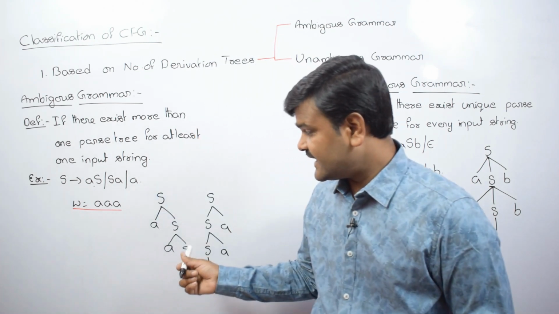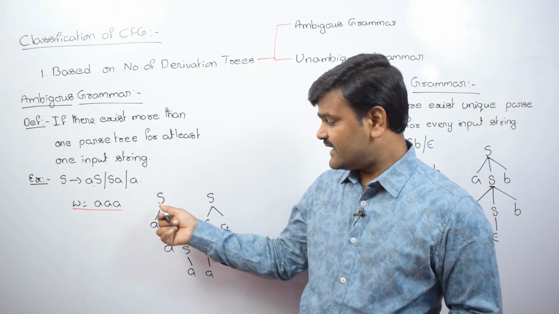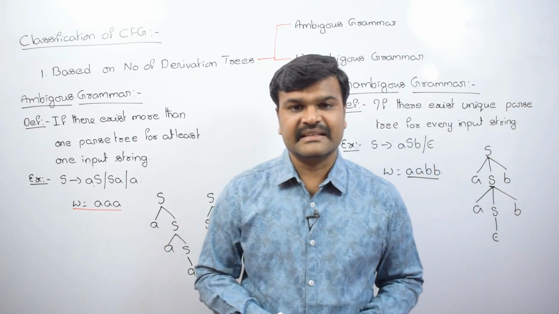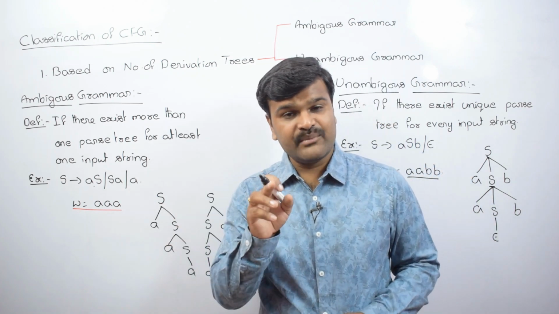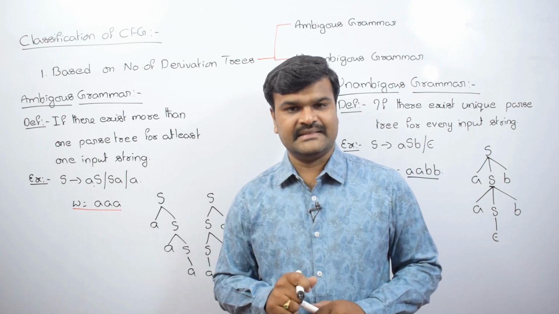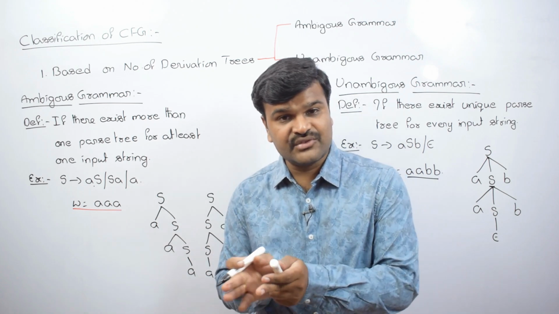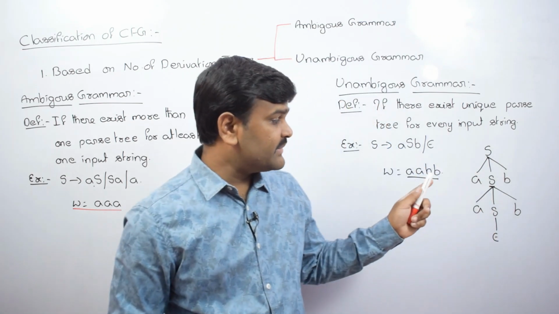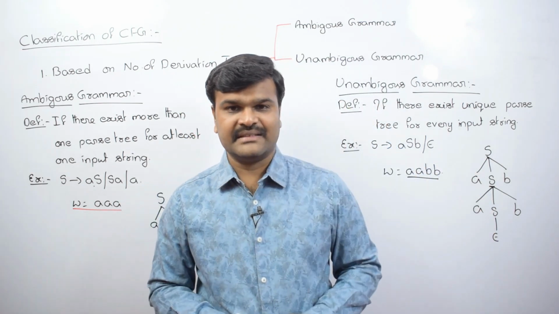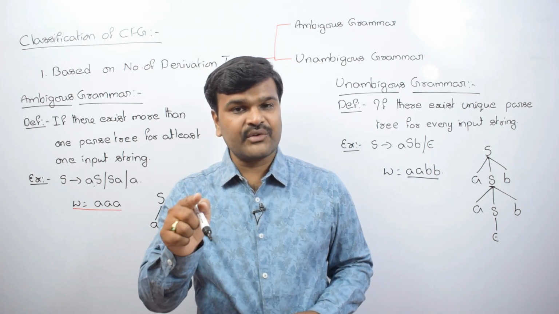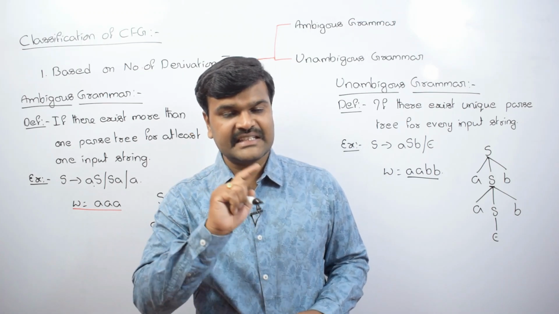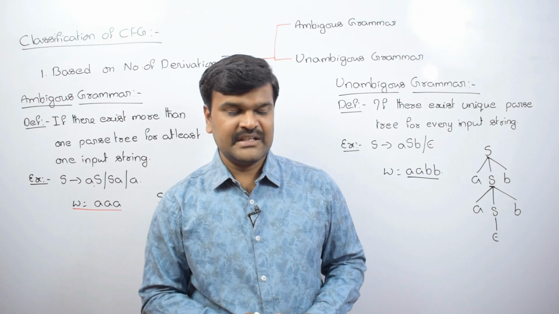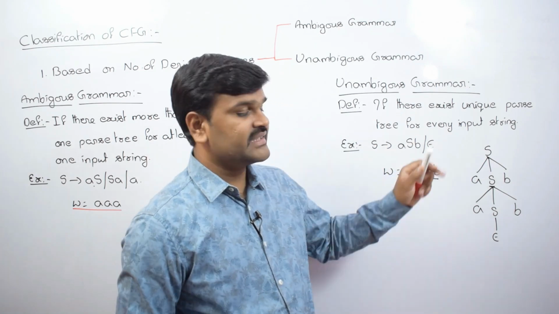But here, to generate triple A, which way do you have to follow? That is the meaning here. That is why ambiguous grammars are not recommended, because we have a confusion state with different paths. But unambiguous grammars are recommended, because you always have a single path, a single way. That is what unambiguous grammars are.